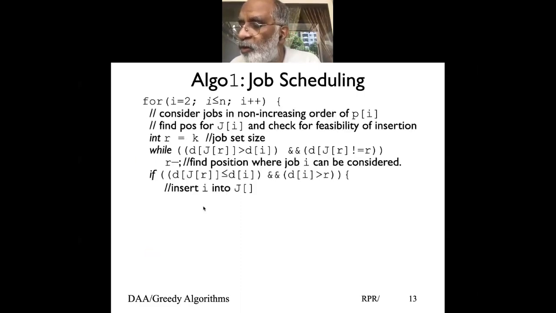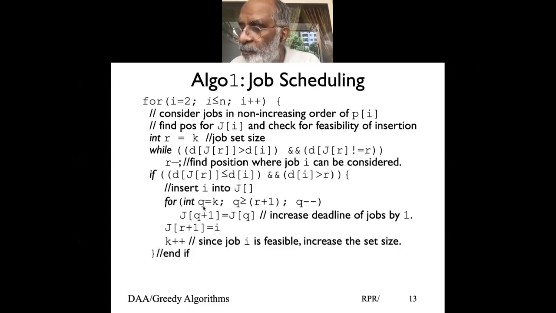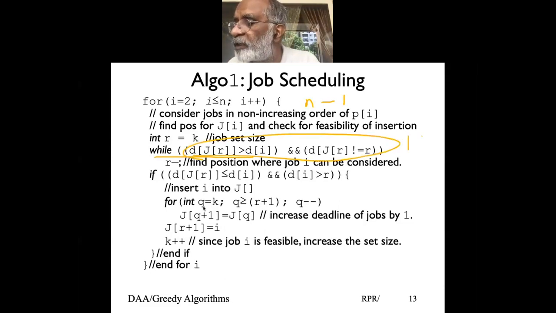We are running this outer loop n minus two times, basically n minus one times. We are doing this while loop for each of the iteration. We are doing this job for the size of k. So my job set size is k. That means my optimal job contains k jobs.